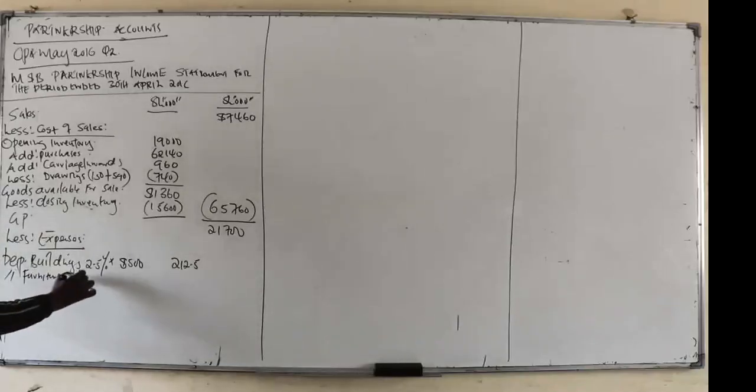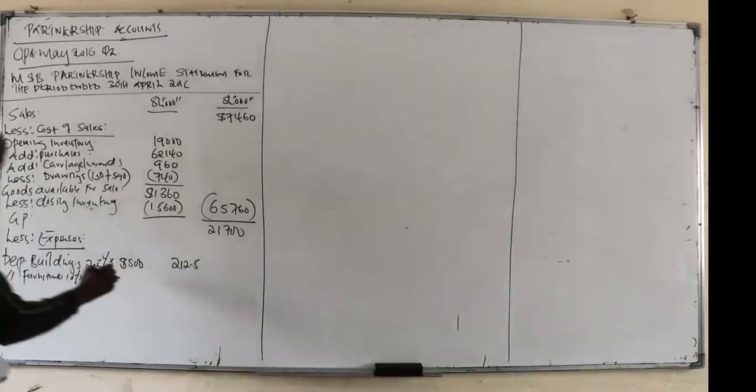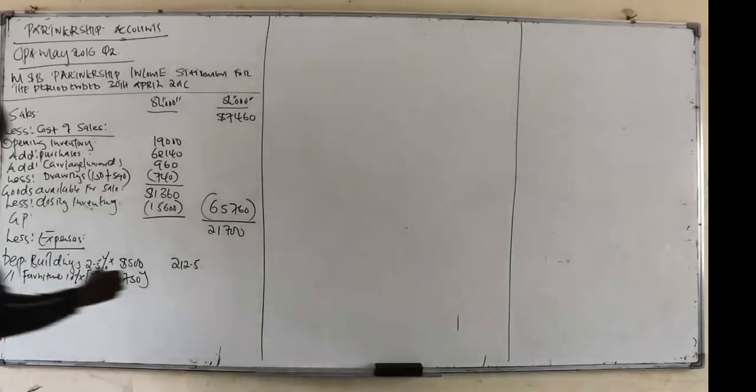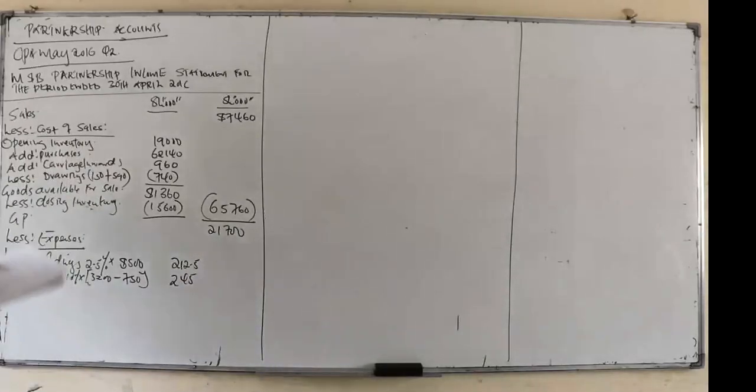10% on reducing balance. Reducing balance is how much? The cost is 3,200 minus the provision. The provision is how much? 750. So you minus 750. So how much do you get there? 200. So you write there 245.